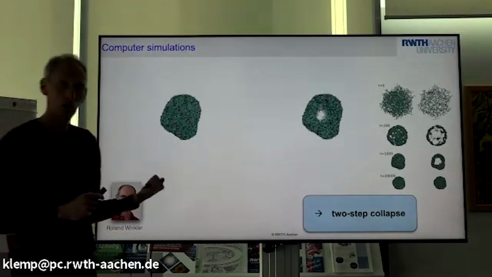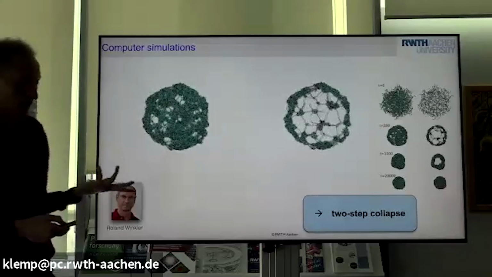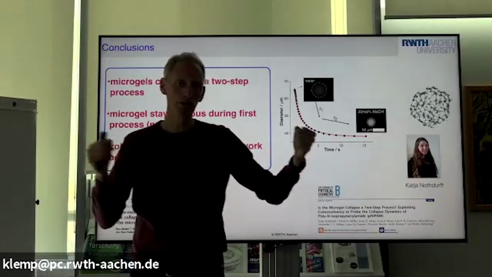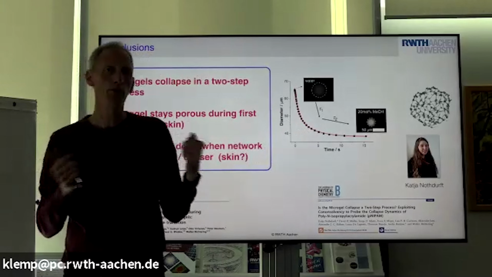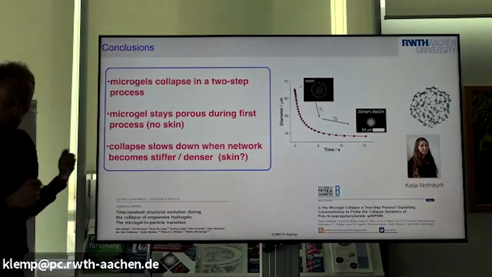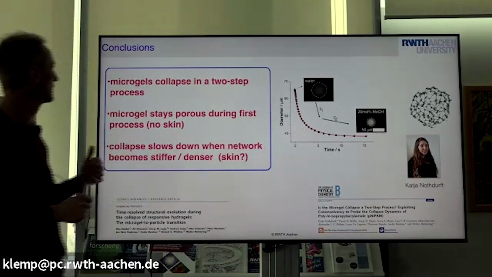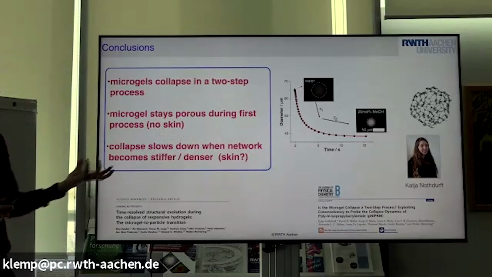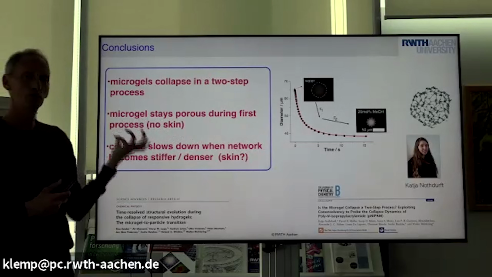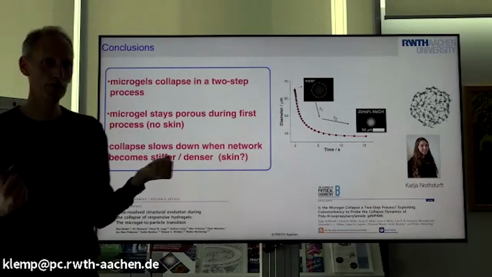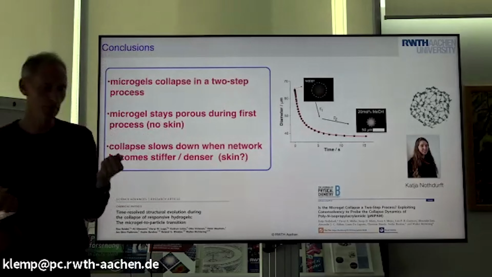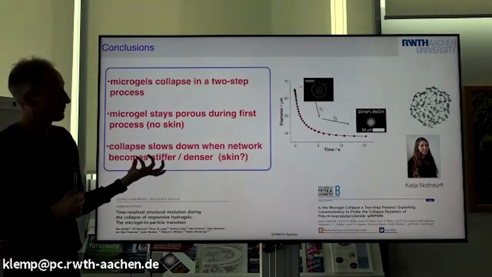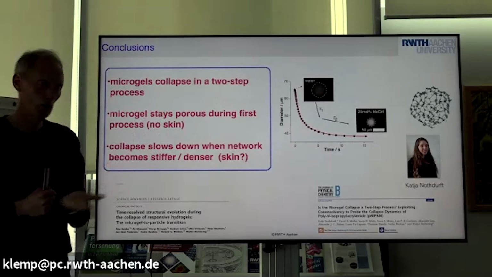Now, so there is a 2-step collapse, and we wanted to see whether that depends on size. So Katja recently made much larger microgels, which were in the size of 100 microns, where we could do optical microscopy. And she also saw a 2-step process. So the collapse of these microgels is not very simple. It starts locally. It stays porous during the first process. So there is no skin, as what we can see from macroscopic gels. That is important to remember if people would like to use this for uptake and release properties. But then when the network becomes denser, it slows down tremendously and we have a slower second process.